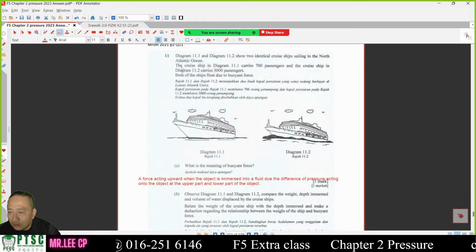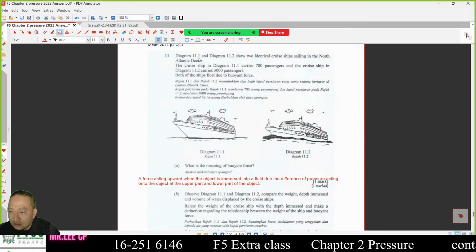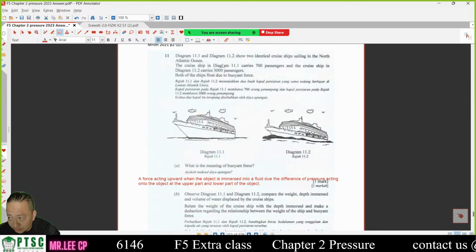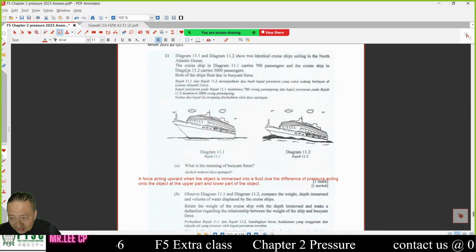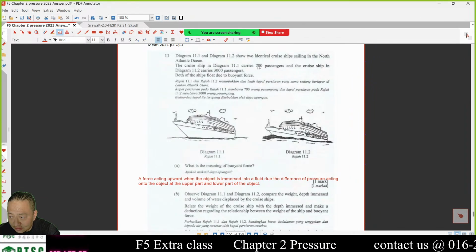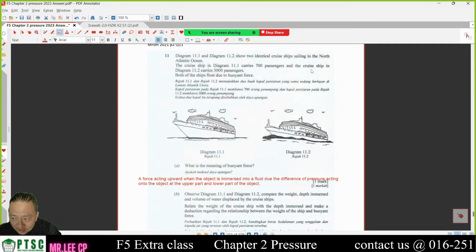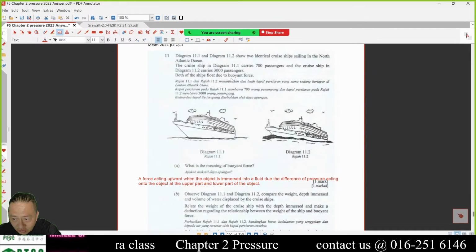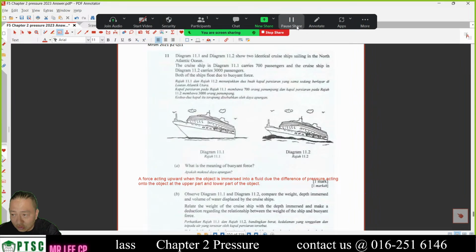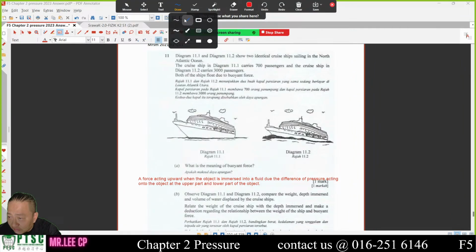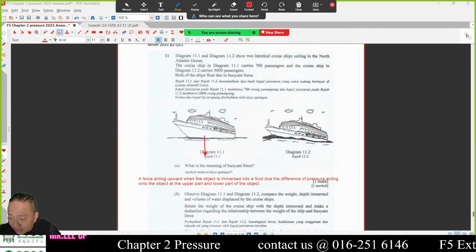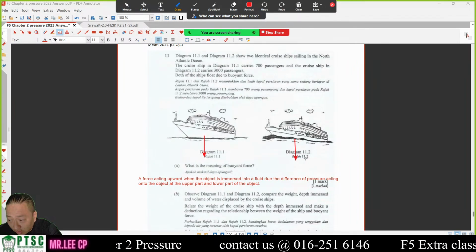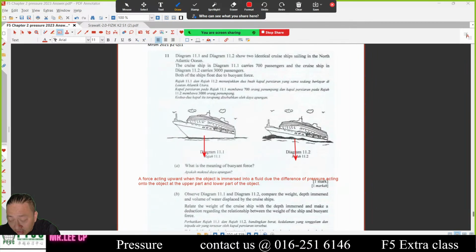Now, diagram 11.1 and 11.2 show an identical cruise ship sailing on the North Atlantic Ocean. The cruise ship in 11.1 has 700 passengers and this one has 3,000 passengers. So both float due to the buoyant force, right? This one 700 passengers only. This one 3,000, so of course this one is heavier. So this one is lighter.